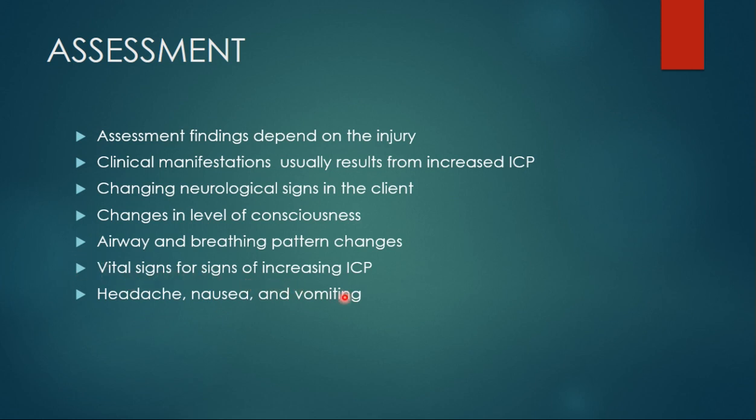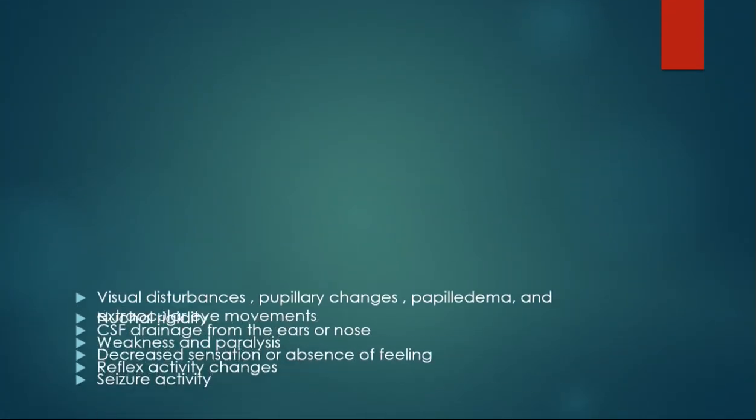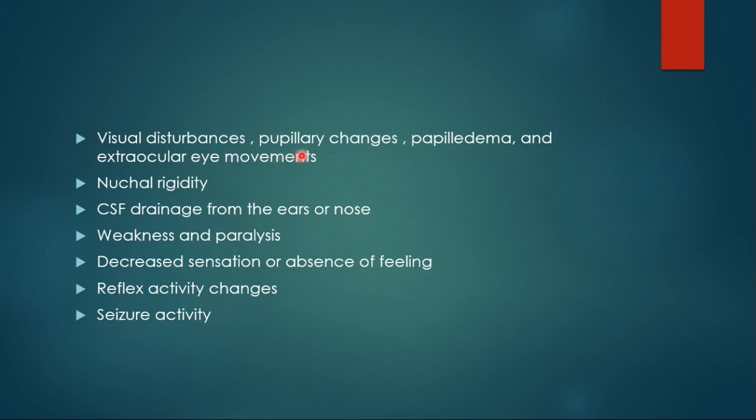For the signs of increasing intracranial pressure, the patient may complain of headache, nausea, vomiting. Visual disturbances may be there, pupillary changes, papilledema. Papilledema refers to the swelling of both optic discs in your eyes due to the increased intracranial pressure. Extraocular eye movements changes will be there. Nuchal rigidity means neck stiffness. CSF, cerebrospinal fluid, drainage from the ears or the nose. Weakness and paralysis will be there. Decreased sensation or absence of feeling, reflex activity changes, seizure activity may be there.